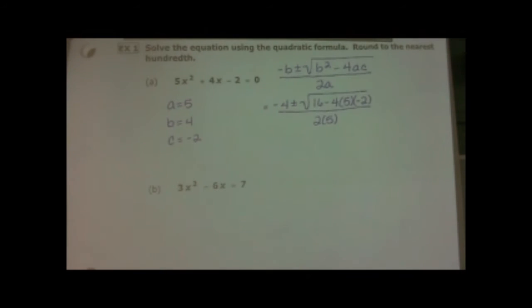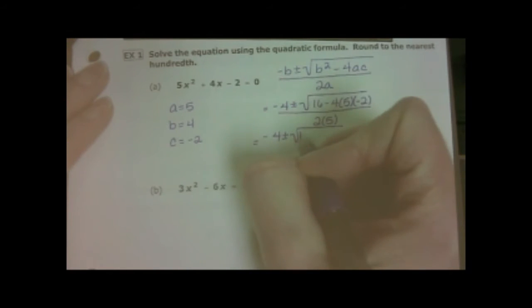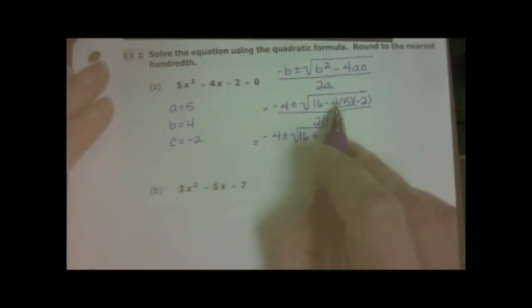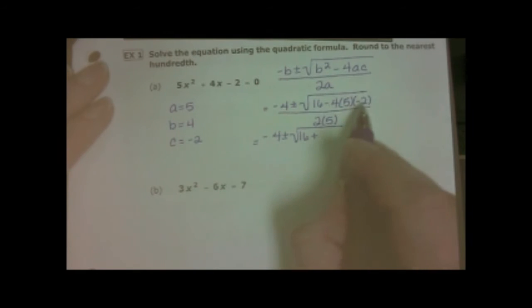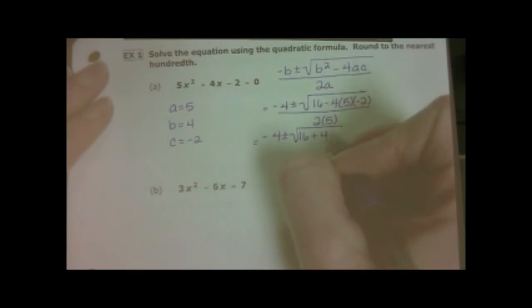All right, so I've got some math here to do. So my next step, I've got -4 plus or minus the square root of 16, and this is minus a negative, so plus a positive. 4 times 5 is 20, times 2 is 40.